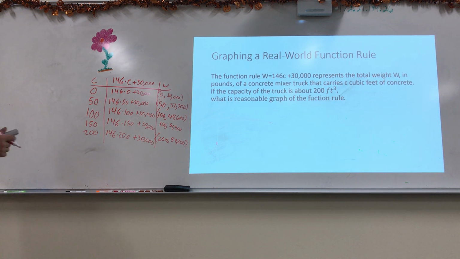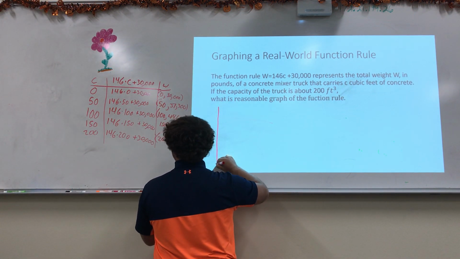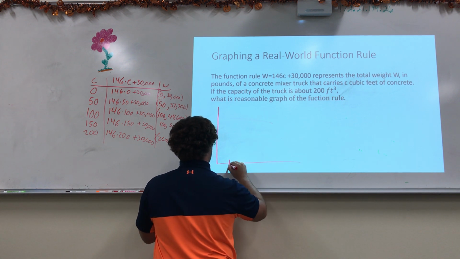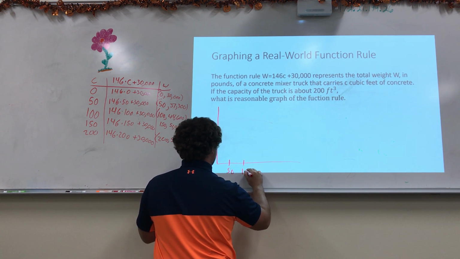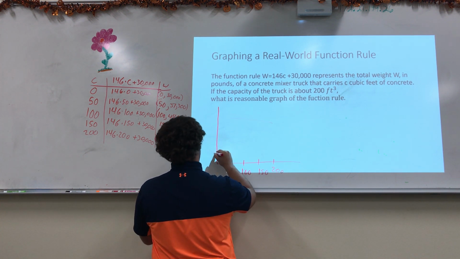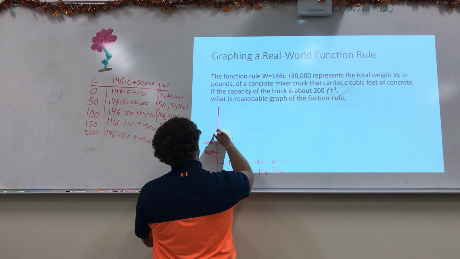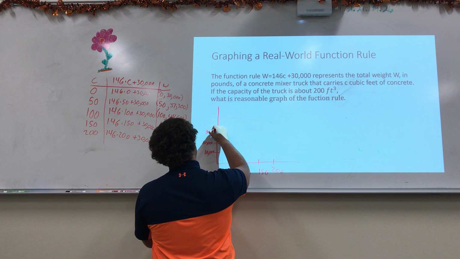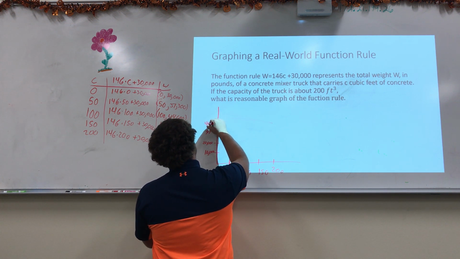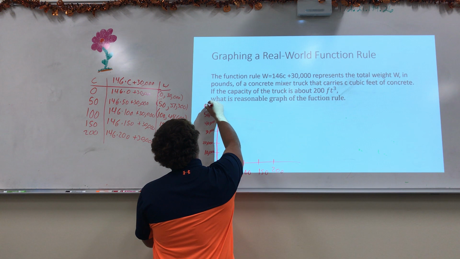Okay, now you'd have to graph that. You get 50, you give me 100, get 150, 200. We're gonna go 10,000, 20,000, 30,000, 40,000, 50,000, 60,000.